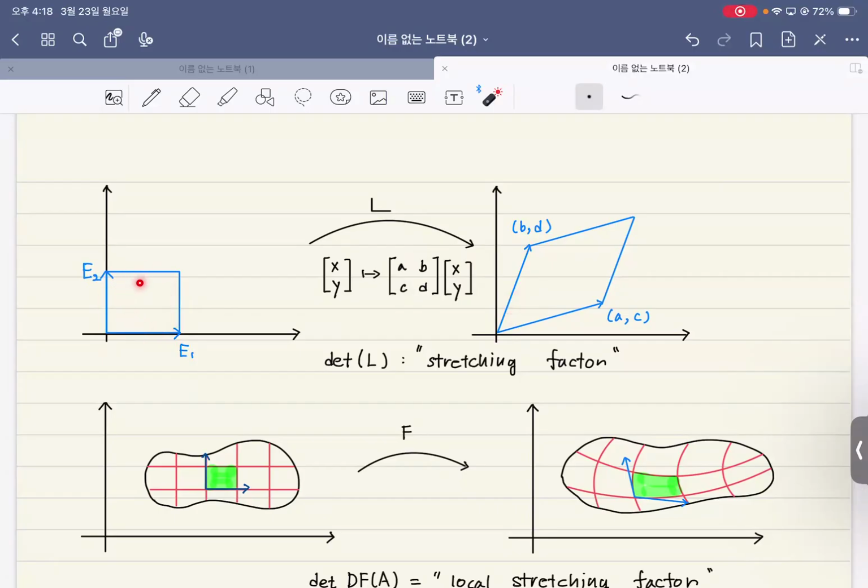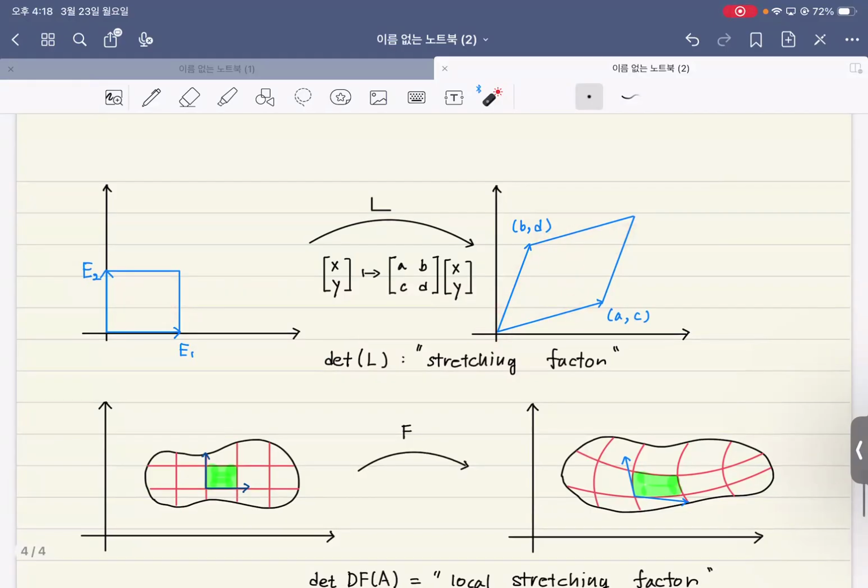Therefore, every other point in this square can be written as s times E1 plus t times E2, such that s and t are between 0 and 1. If you consider this equation, I guess you can easily be convinced that the image of this unit square is going to be this parallelogram. And I say the determinant of this matrix is going to be the area of this parallelogram, right?